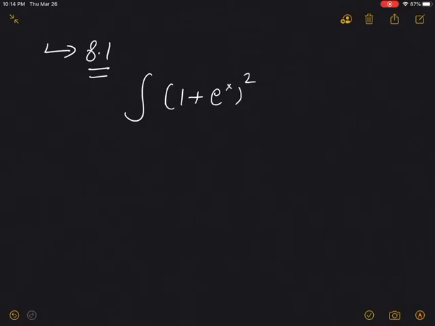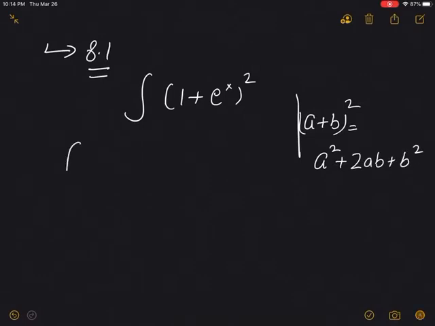Now, the way you can approach this problem, you can simplify first, you can expand this out. I hope you remember this pattern: a plus b, squared. If you have to expand this out, you could write it out twice and distribute, or there's a shortcut, and the shortcut is a squared plus 2ab plus b squared. So I'm just going to follow the shortcut. If I expand this out, a squared means 1 squared, which is 1, plus 2ab, which is 2 times 1 times e to the x, plus b squared, which is going to be e to the x, squared.